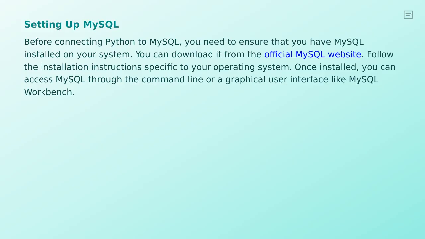Setting up MySQL, let's dig in. Before connecting Python to MySQL, you need to ensure that you have MySQL installed on your system. You can download it from the official MySQL website. Follow the installation instructions specific to your operating system. Once installed, you can access MySQL through the command line or a graphical user interface like MySQL Workbench.